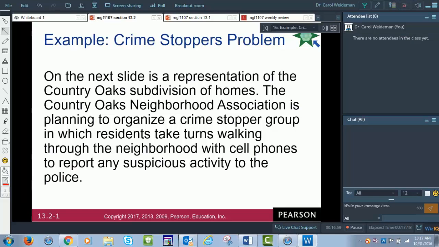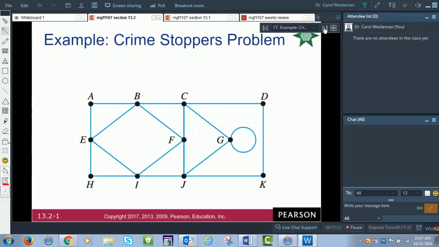Okay, so let's try an example. On the next slide is a representation of Country Oaks subdivision of homes. The neighborhood association is planning to organize a Crime Stopper group in which residents take turns walking through the neighborhood with cell phones to report suspicious activity to the police. All right, so here's a picture of what the neighborhood looks like.